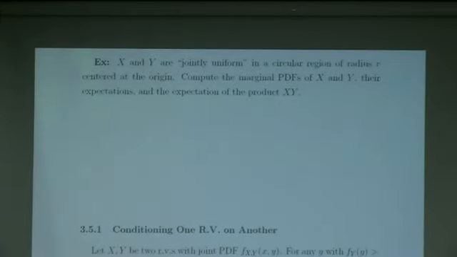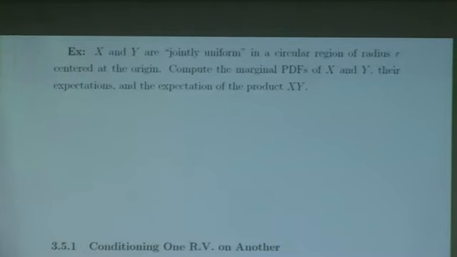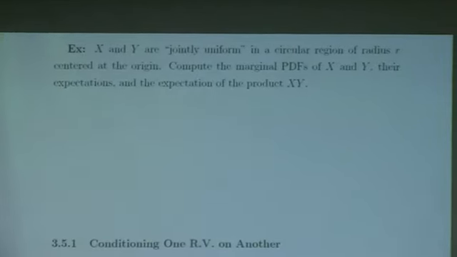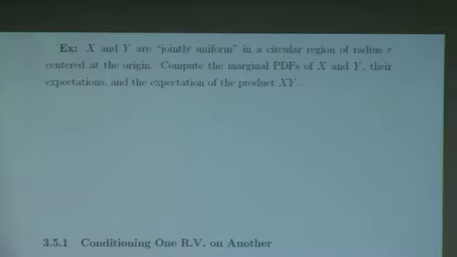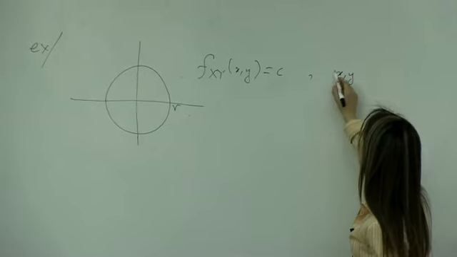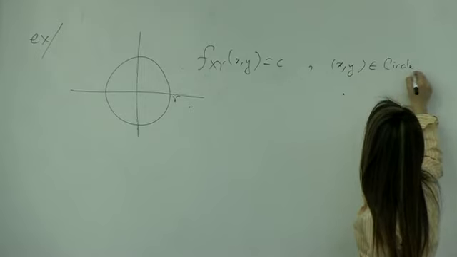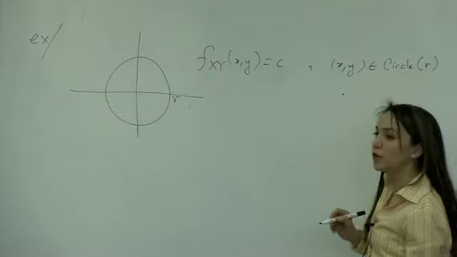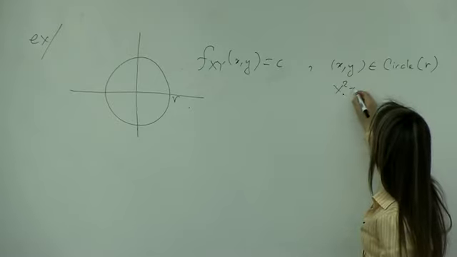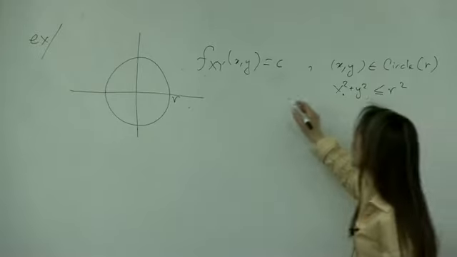Okay, so the setup is very simple. The joint PDF fxy of x, y is a constant inside the circle. So it's equal to c if x and y belong to the circle of radius r. In other words, x squared plus y squared is less than or equal to r squared, right? And 0 otherwise.